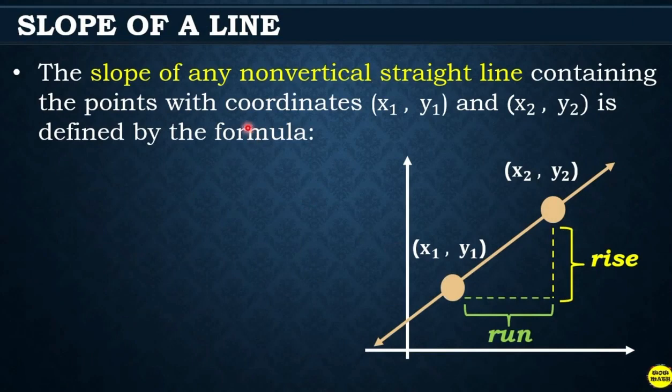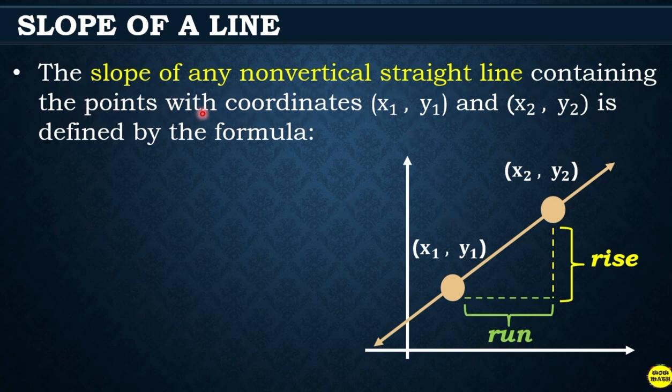Okay, so the slope of any non-vertical straight line. Now, why do we have this? Why is this highlighted? Okay, so pag sinabi nating any non-vertical straight line, for any graph, kahit anong position ng line natin, basta hindi siya mag-vertical. Okay? So, hindi po pwedeng mag-vertical ang straight line natin kasi that means undefined.